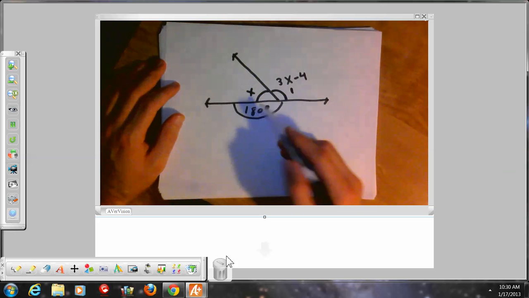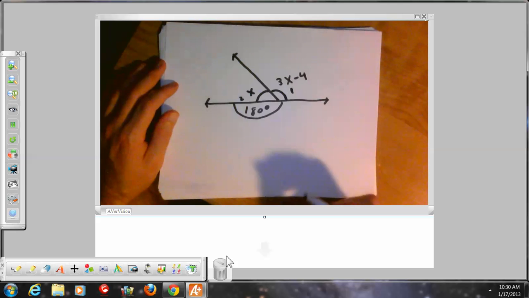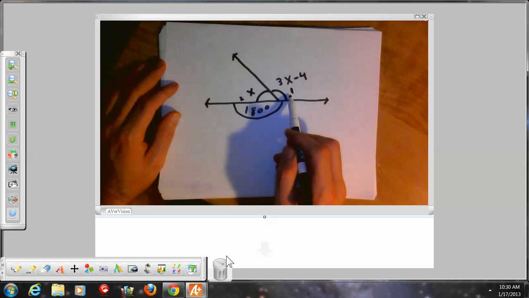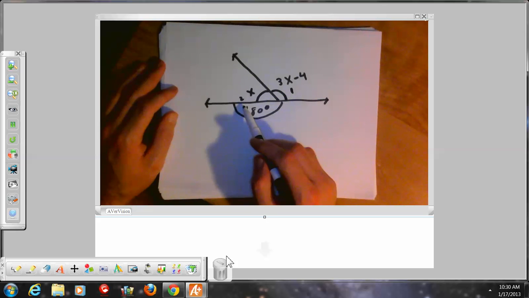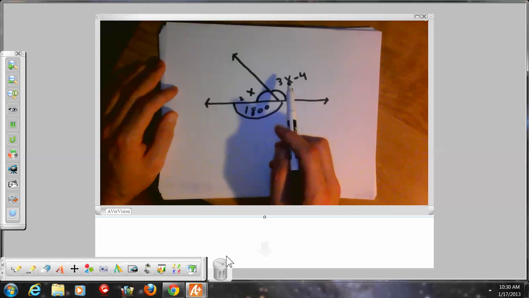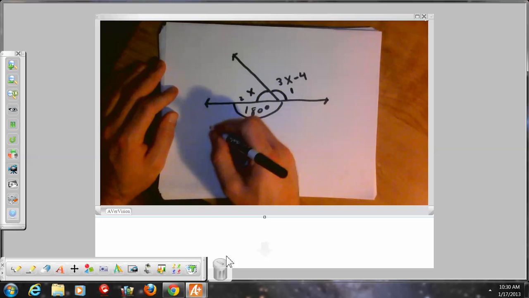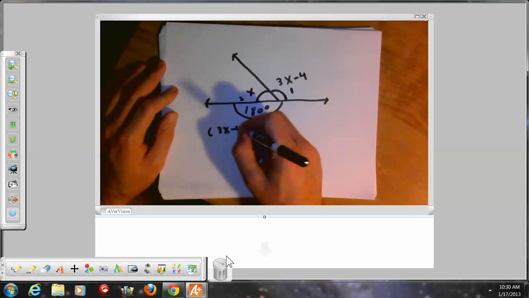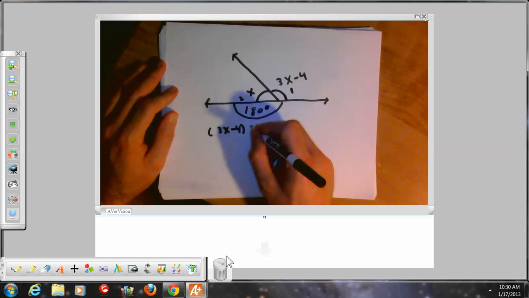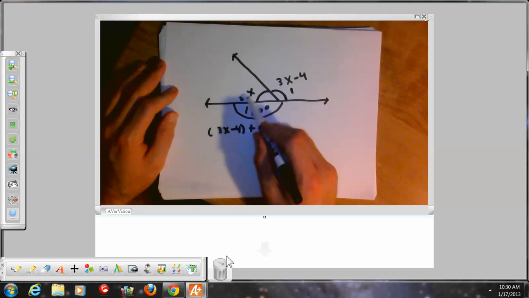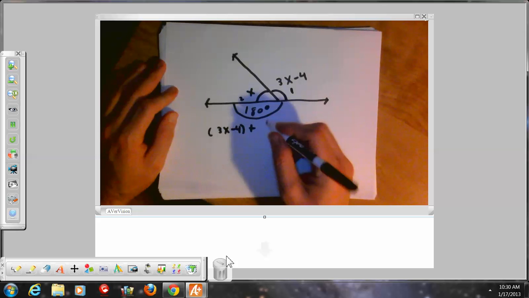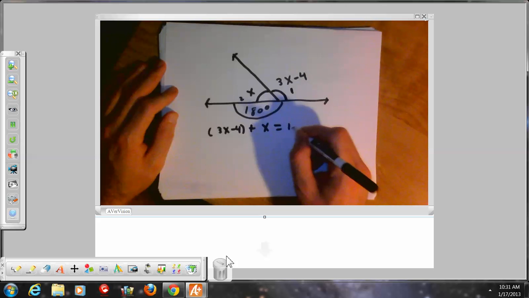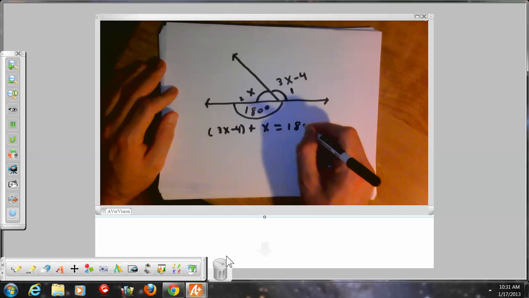Well, we know that angle 2, I'll just put a little 2 here for angle 2, and angle 1 add up to 180 degrees. So that tells us the measure of angle 1, which is 3x minus 4, plus the measure of angle 2, which has a value or measure of x. If we add these two angles together, we get 180 degrees. Now, we don't know what x is. We want to find out what x is.